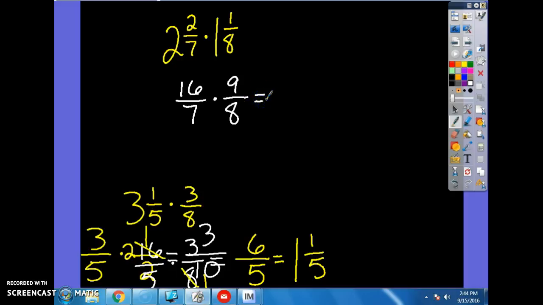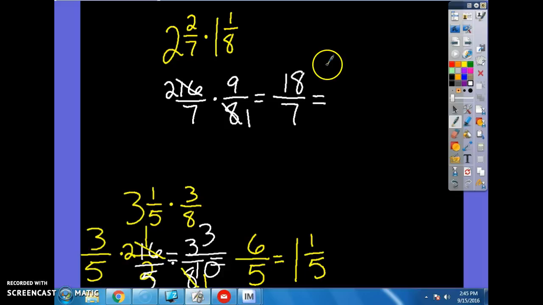It looks like I have the same opportunity to simplify ahead of time that I did in the last problem. This 16 and this 8 are both divisible by 8. 8 will go into them 1 and 2 times respectively. So now I don't have any more simplification that I can do. 9 and 7 don't share a common factor. They won't simplify. 2 times 9 is 18. 7 times 1 is 7.